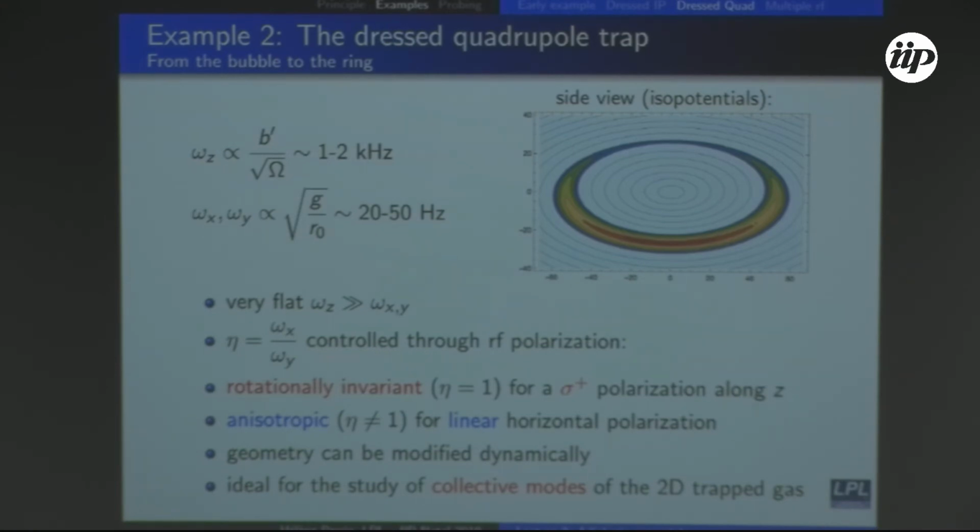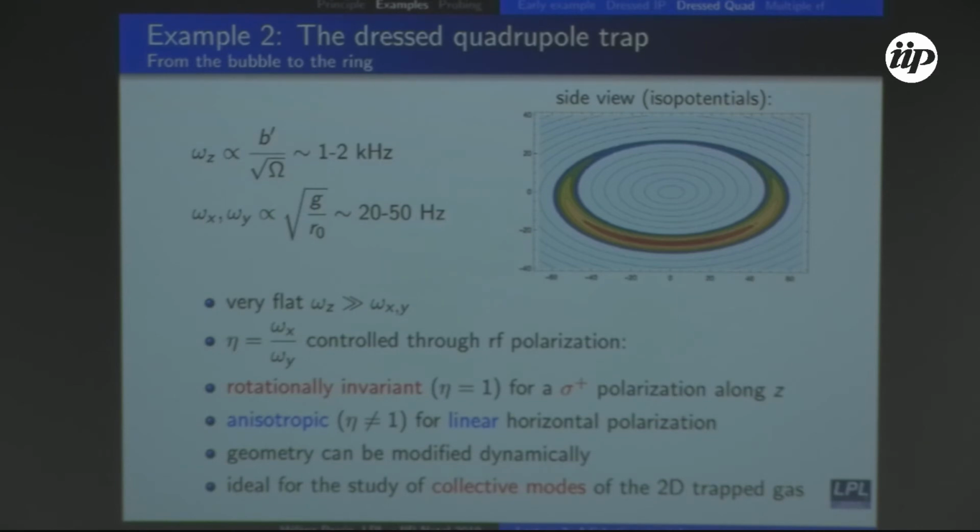You can control the anisotropy of this 2D gas, because it will be completely rotationally invariant if you choose a polarization for the RF field which is circular with respect to the vertical axis. Then the coupling will be maximum at the bottom where the magnetic field is vertical. It will be 0 at the top. So no coupling, Landau-Zener losses, but you don't care because of gravity, the atoms are below. Okay. So you're safe.